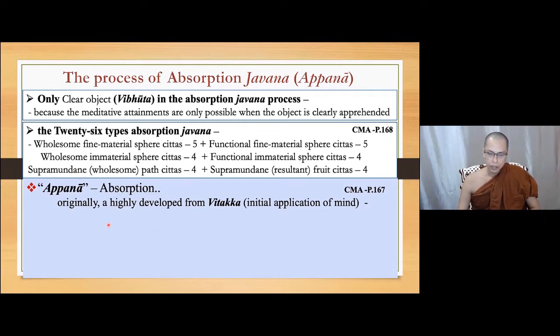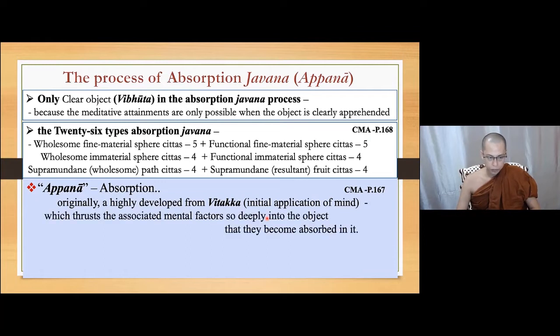So the word appana is originally the name of vitakka, which is translated as the initial application of mind, application toward the object. So that vitakka makes the mind and mental factors, it is one of the associated mental factors of the consciousness in which it arises. Then vitakka makes the associated mental factors go into the object deeply. Then the mental factors become absorbed. So that's why it is regarded as absorption.